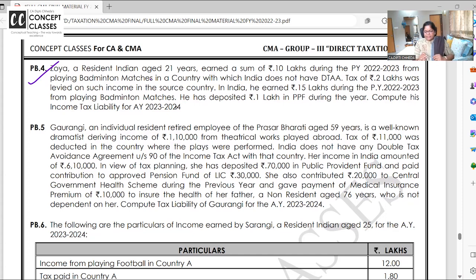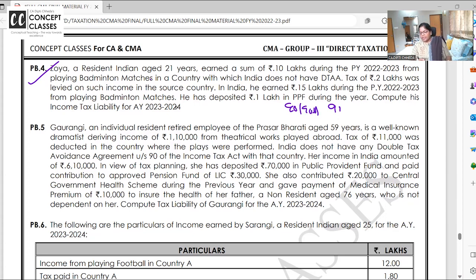Zoya, a resident aged 21 years, earned a sum of 10 lakhs during the previous year from playing badminton matches in a country with which India does not have a DTAA. So obviously he is looking for a relief under section 91. Who will get 90 or 90A?